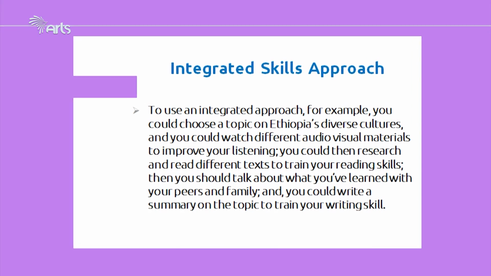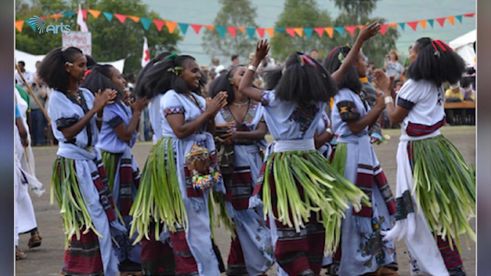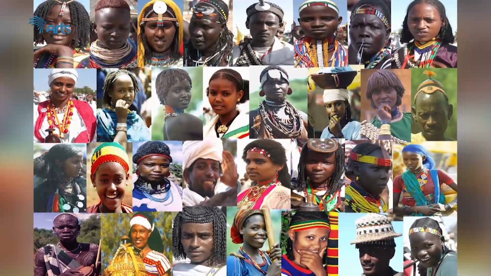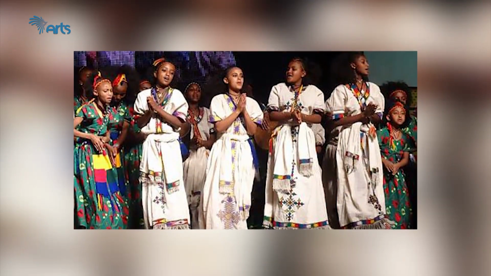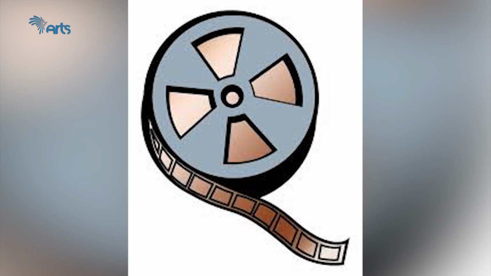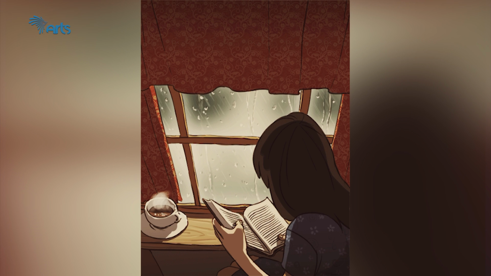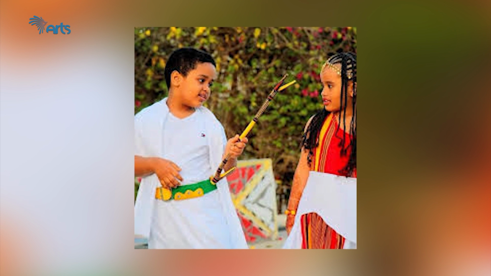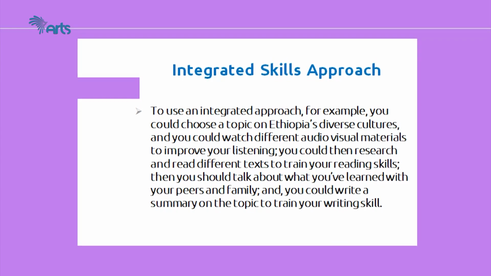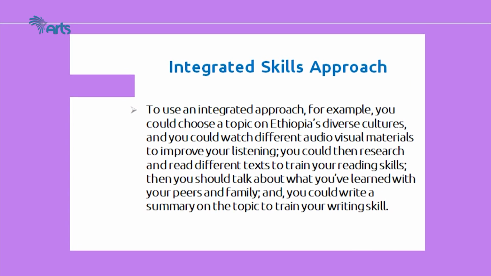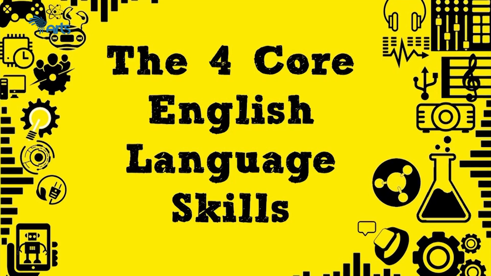To use an integrated approach, for example, you could choose a topic on Ethiopia's diverse cultures, and you could watch different audio-visual materials to improve your listening. You could then read different texts to train your reading skills. Then you could talk about what you've learned with your peers and family, and you could write a summary on the topic to train your writing skills.